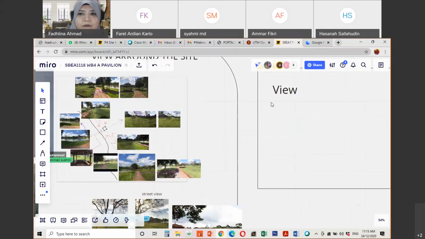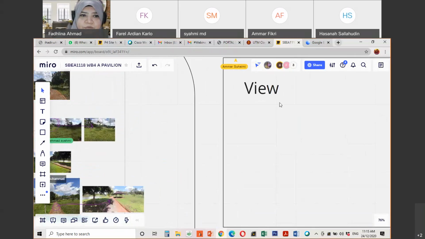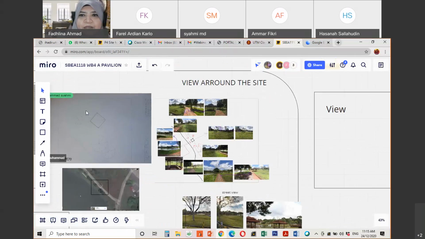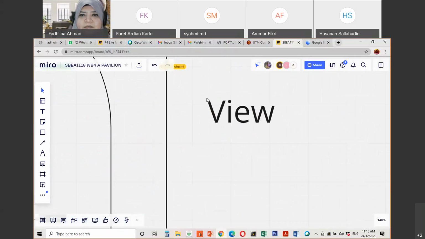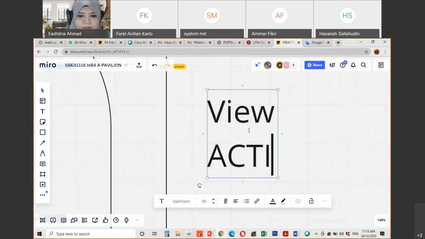There are pathways so that people can access to your site through either they jogging and then they just walk over there and so on. Okay, and then how about the activities? Some views. Sorry. I add sini. Views, activities.